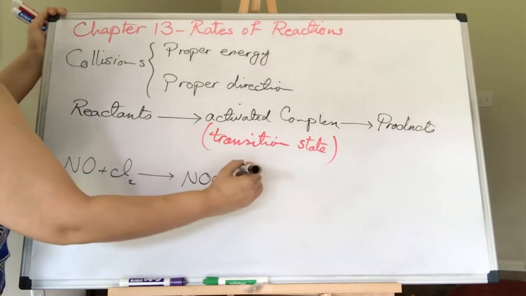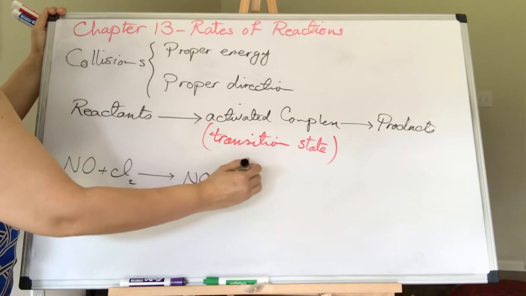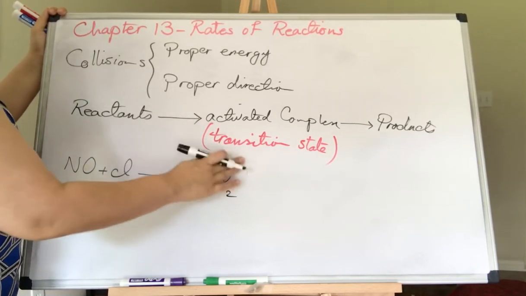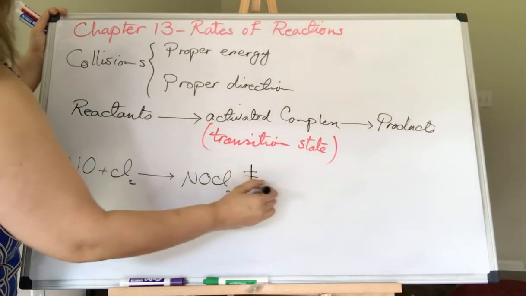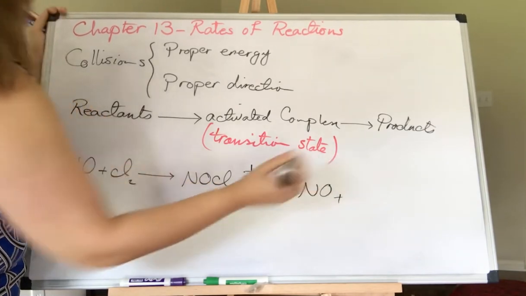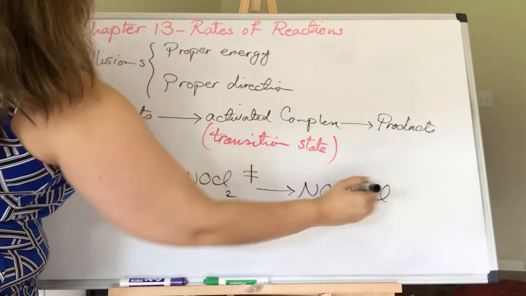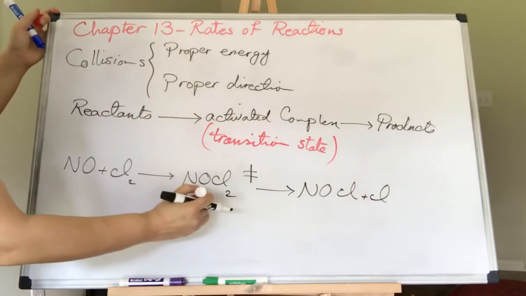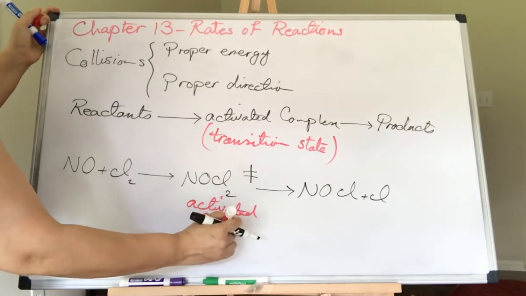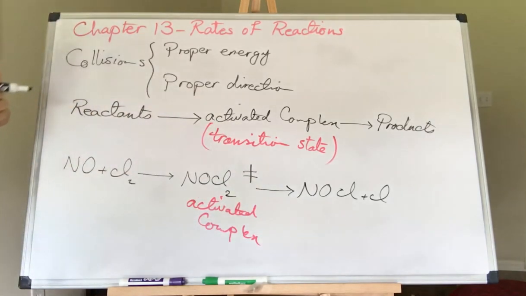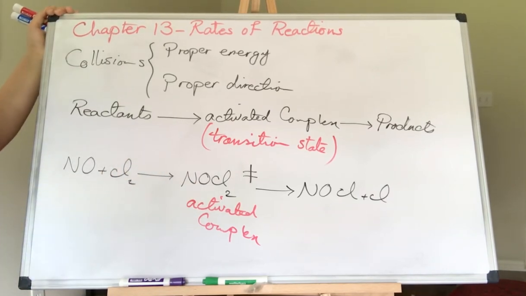The symbol for an activated complex is something like a pound sign, but with a straight line. The NO plus Cl2 changes to NOCl2, and then to NOCl and Cl. So this is your activated complex. And for the reaction, reaching this activated complex is the difficulty of the reaction.